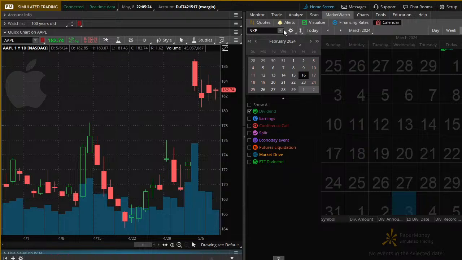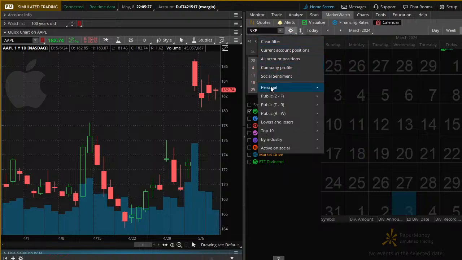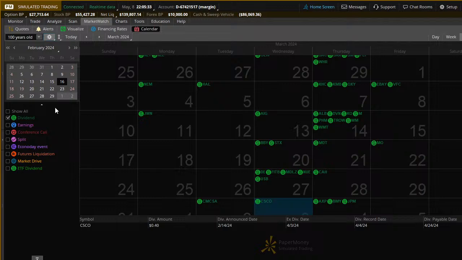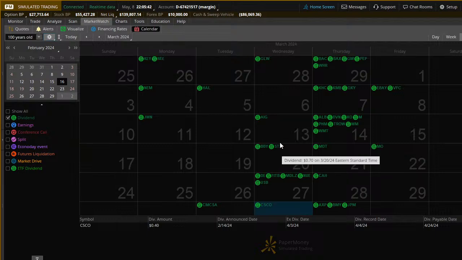Let me get it. Don't go away. Here we go. Based on the calendar. We all know what a calendar is. March 2024, this was last month. This end of February, beginning of March, all these little green dots are the companies that had their dividends in the month of March.